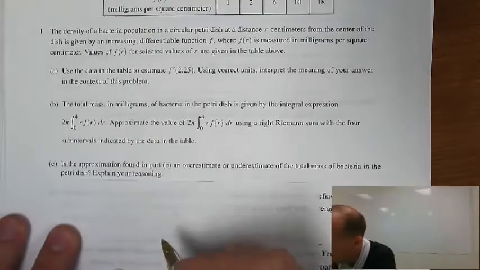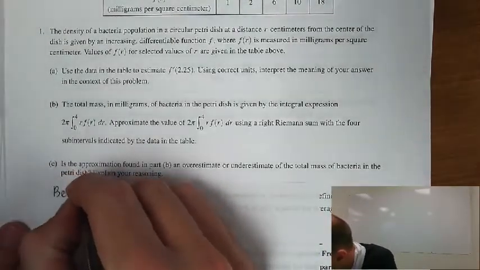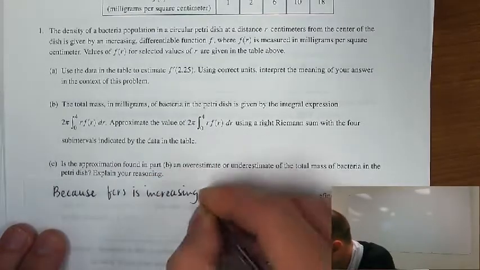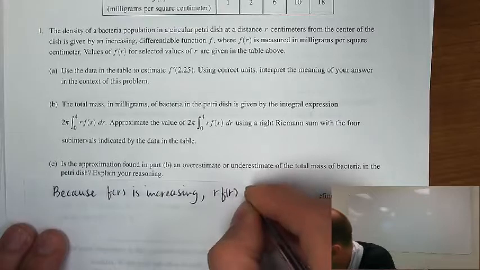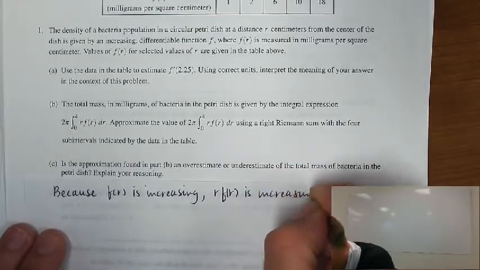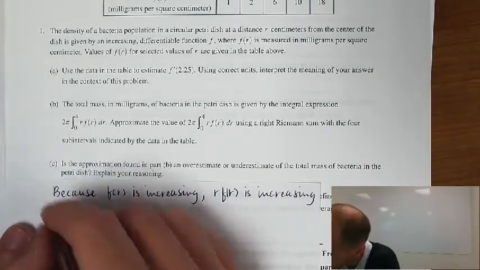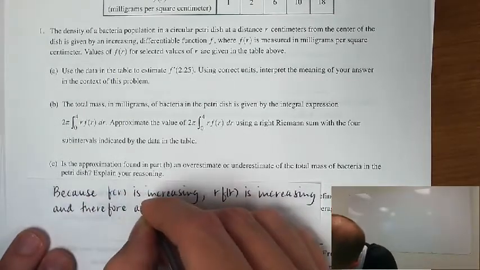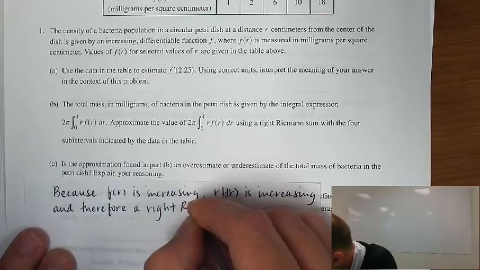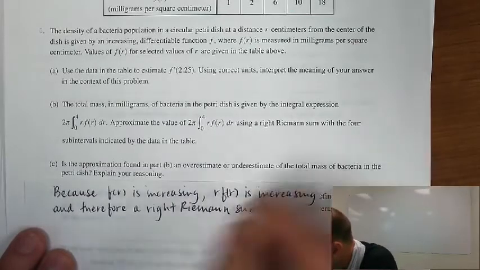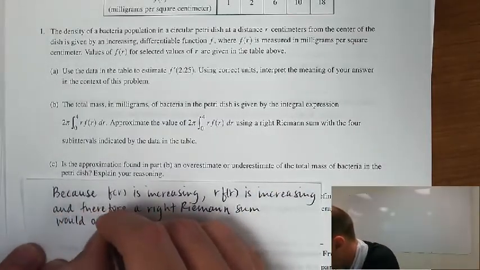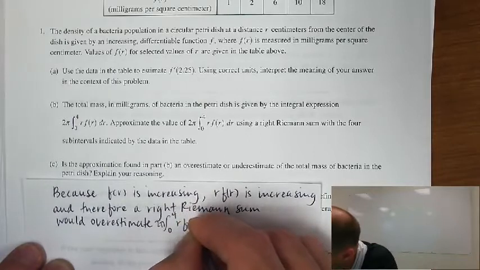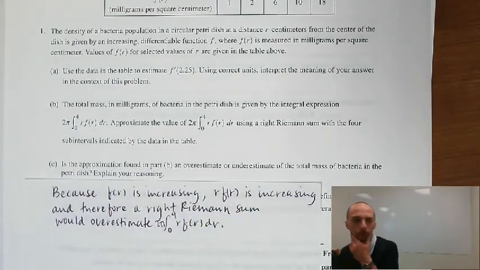Okay, so I'm going to say, because f of r is increasing, I'll conclude that r times f of r is also increasing, and therefore a right Riemann sum would overestimate the value of 2 pi times the integral from 0 to 4 of r f of r dr. Okay, that's a really verbose explanation there.